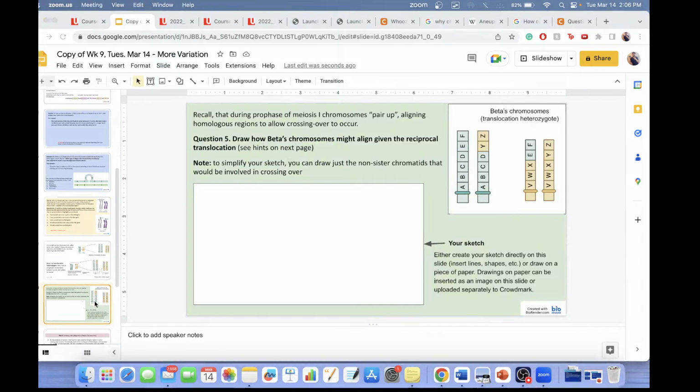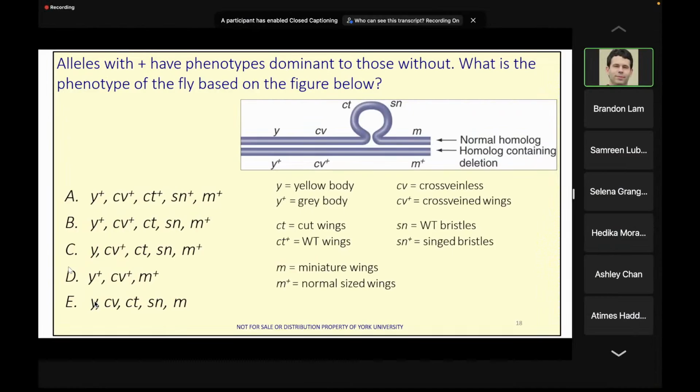So 40% of the class are saying B, 29% are saying D. Okay, so let's go over this here. B is actually the correct answer. The phenotype Y plus is dominant to Y, CV plus is dominant to CV. And CT and SN have nothing to mask or cover them up, so their phenotype shows through. And then you have M plus. So B is the correct answer.